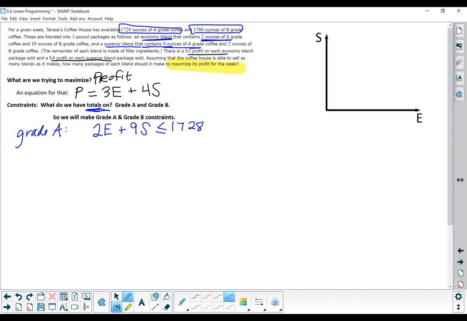So that's our grade A equation. Now, we need to also create a grade B equation. For grade B, what we know is that we have 1,760 ounces. So I'm going to go ahead and put that down first this time. In an economy blend, we need 10 ounces of grade B. And in a superior blend, we need 2 ounces. So there is our grade B equation.